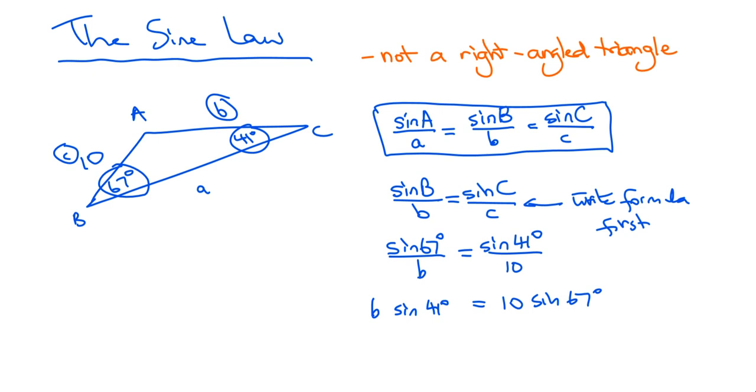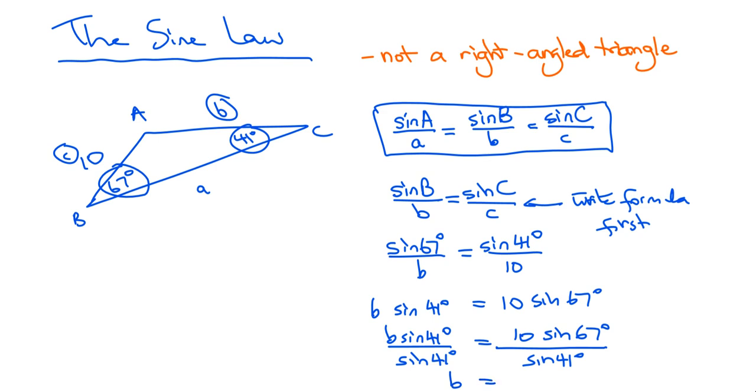Now, sine 41 is just a number from a calculator, and so is sine 67. So I have b times a number equals some number. In order to get rid of the sine 41, I simply divide both sides by sine 41, and that gives me just a b on the left-hand side. And I'm not putting any of this into the calculator until the very last step, which is now.